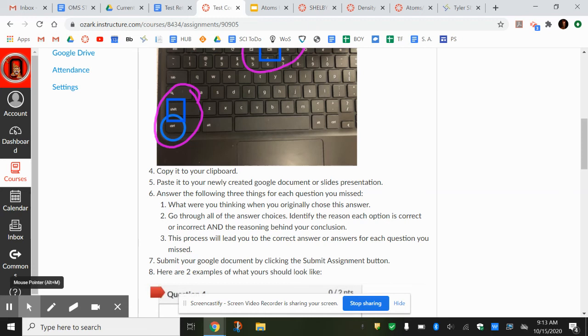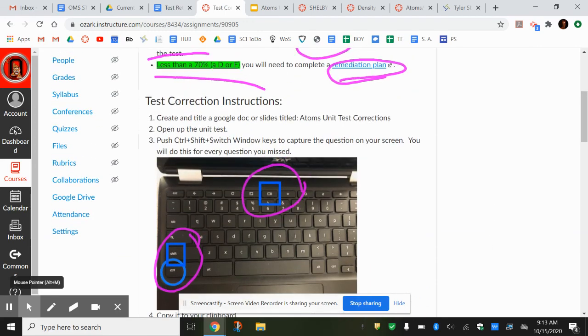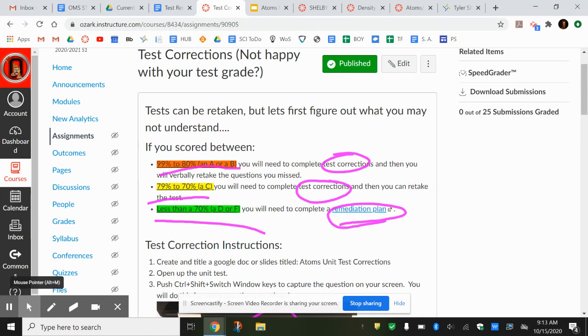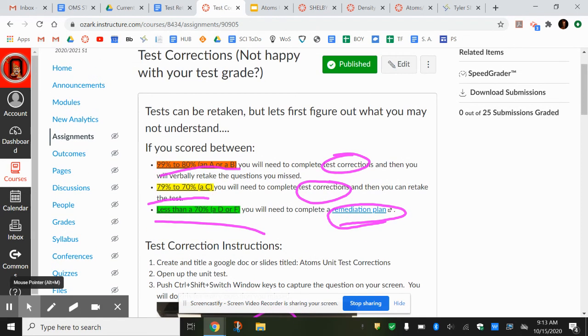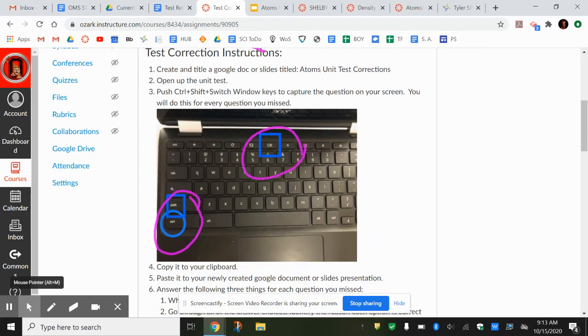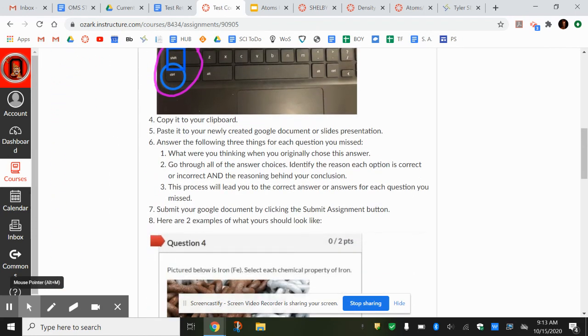Once you have gone through and you got every single question screenshotted and pasted over onto a doc or a slide, and you've answered those 3 things for every single question, then you'll be able to submit that assignment, usually in the upper right-hand corner. Right now I'm on my version of Canvas, so I can see that 25 people so far have submitted this. Once you've submitted that, then we can discuss your test corrections and when you can retake the test. If you have any questions about this process, please email or ask me in person.